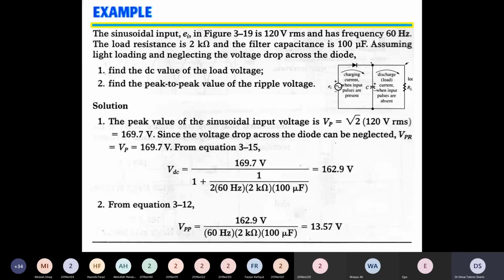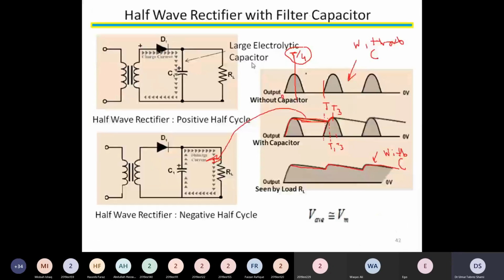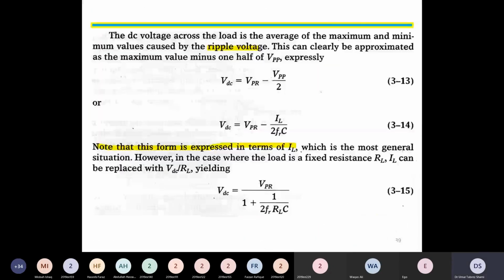So what we will do is we will use formulas 3.13 to 3.15, because 3.15 shows DC voltage equal to VPR, V peak after rectification, divided by 1 plus 1 over 2 f RL C.